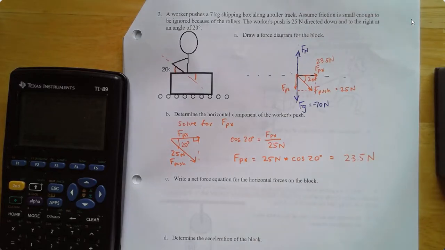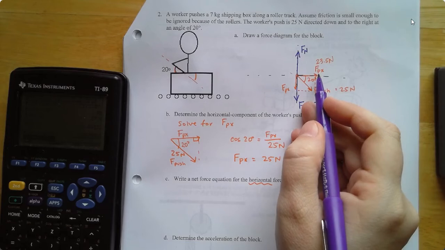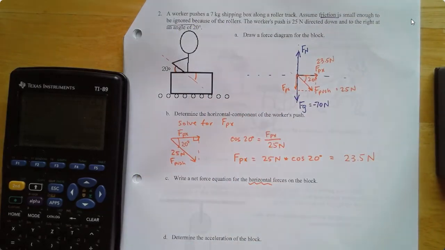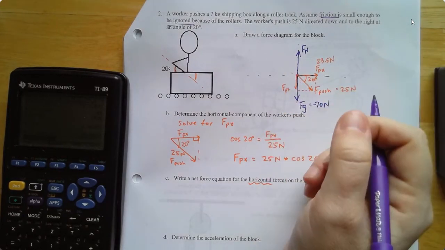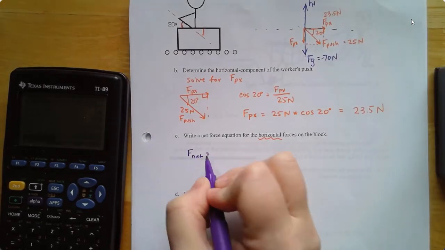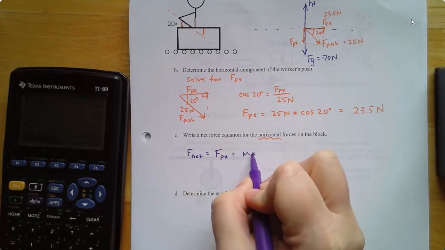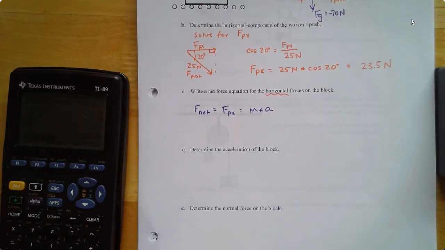Next, it says write a net force equation for the horizontal forces on the block, the ones that are side to side. So we know that one of our horizontal forces is FPX. We're also told that friction is small enough to be ignored. So we're not going to include anything going the opposite direction because we're told to ignore it. So our net force in the horizontal direction is just going to be FPX. We also know that that's going to be equal to the mass times the acceleration of those blocks. That's just our net force equation.